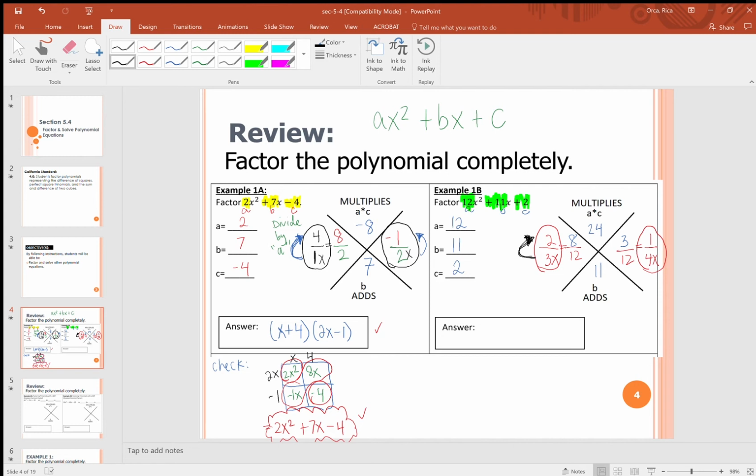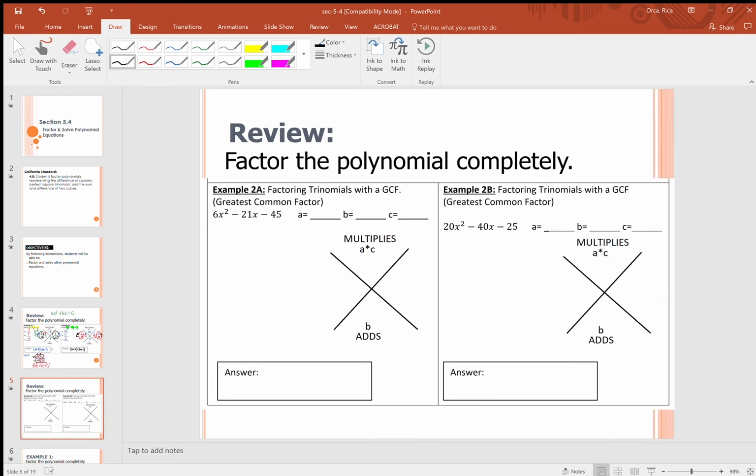And our factors are 3x plus 2 times, remember, when you write out your factors, you want to write it from the bottom up. So 4x plus 1. So the factors of 12x squared plus 11x plus 2 are 3x plus 2 times 4x plus 1. Let's move on. For these problems, we want to factor a polynomial that has a greatest common factor.